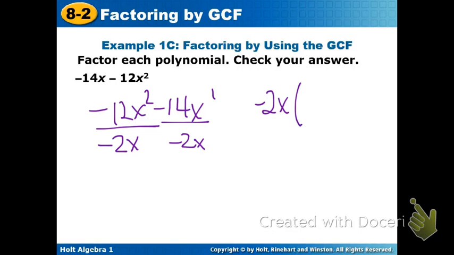So you can see it. If I have a negative 12 divided by a negative 2, I'm going to get back a positive 6x. And then your negative 14 divided by negative 2, that'll come back as positive, and your x's will cancel out. So, what did we say, 7? Is that right? Okay.